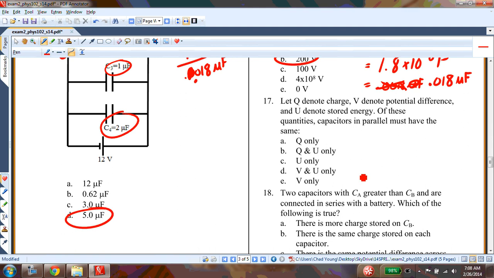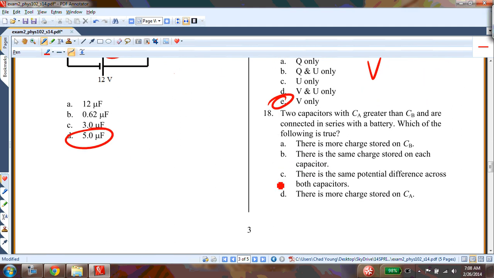Of these quantities, capacitors in parallel must have the same what? Well, we know capacitors in parallel have the same voltage, right? But they don't necessarily have the same charge, and they don't necessarily have the same energy unless the capacitors are all the same, but not necessarily are the same. So V is the only one. E is 17.